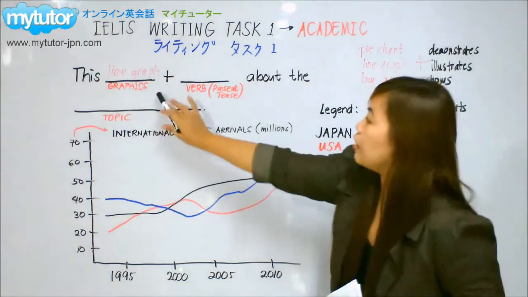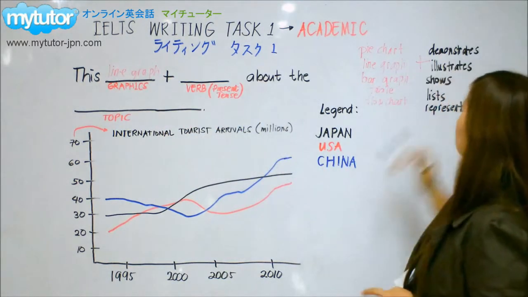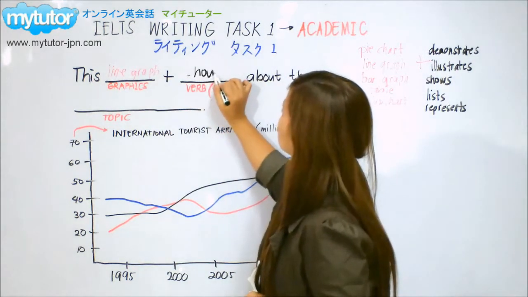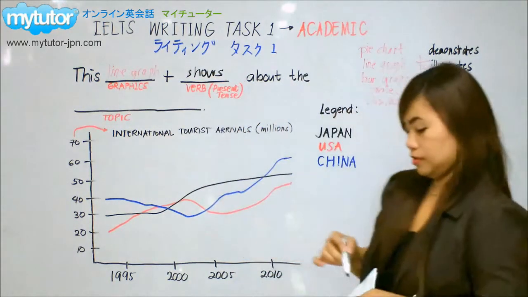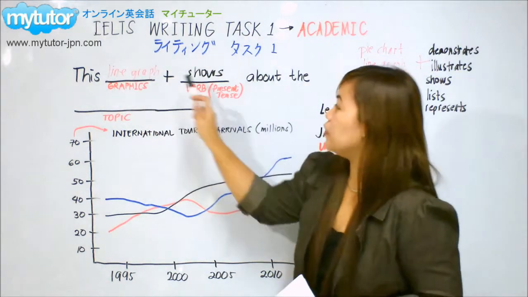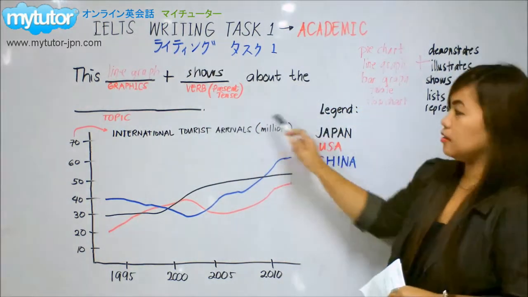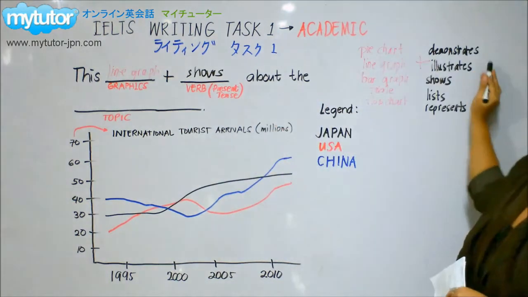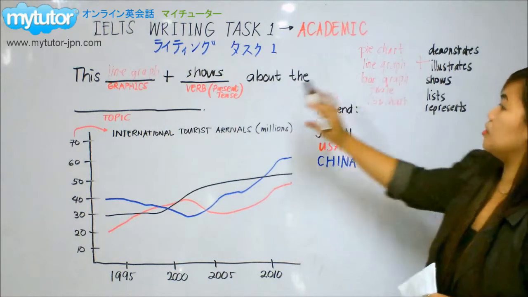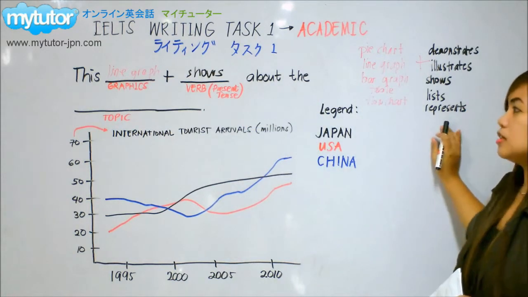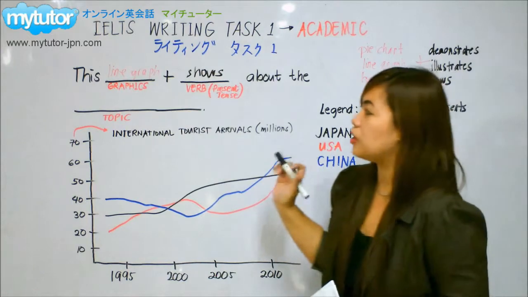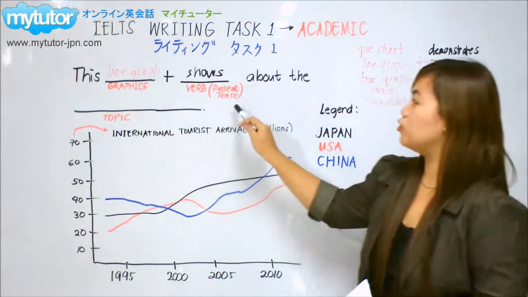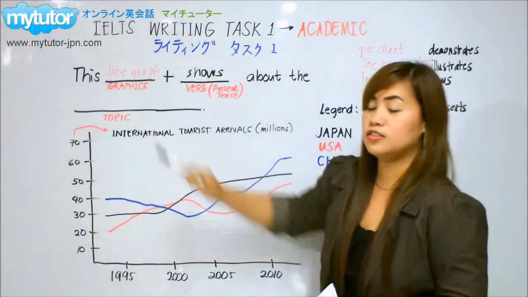So this line graph plus the present tense of the verb, let's say, simple, shows. So this will be like this: This line graph shows about the... Or you can say this line graph demonstrates. This line graph illustrates. This line graph lists. This line graph represents. Say for instance it's a pie chart: this pie chart shows about the... And here is your topic.